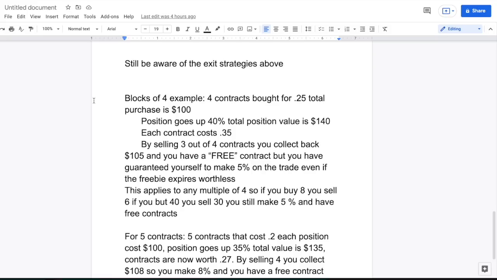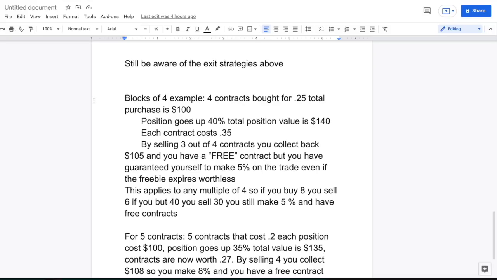The purchase price of this position is $100. So this is going off if you were just trading in a $1,000 account. Let's say the position goes up 40%, which I think a lot of people do see, especially if you're trading some of these weekly expirations or the daily expirations, especially with the SPY. So now the position value is worth $140 and each contract costs 35 cents versus the 25 cents they cost before. Now, by selling out of 3 of the 4 contracts, so 35 times 3, you collect back $105.